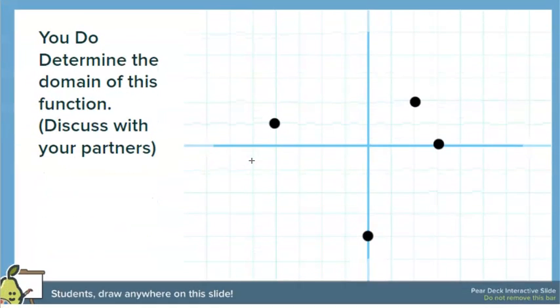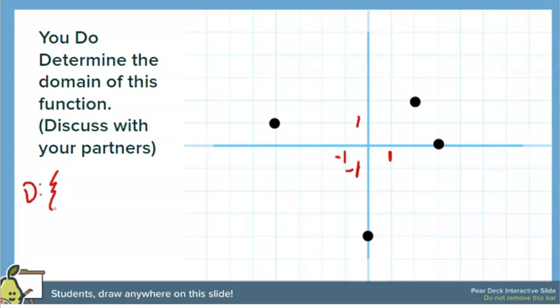Okay, now you do the next slide. Determine the domain of this. Let's just say this is 1, this is -1, 1, -1. We'll say each square represents one increment of length. So on your slide, you want to draw D equals and then set. You will identify the 4 numbers.